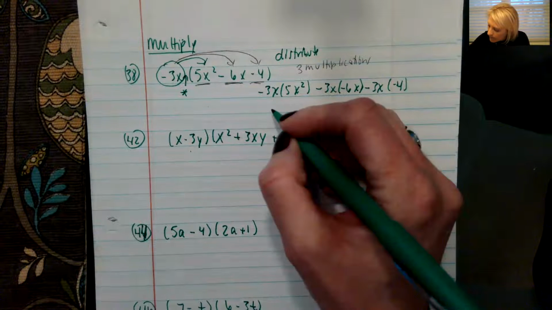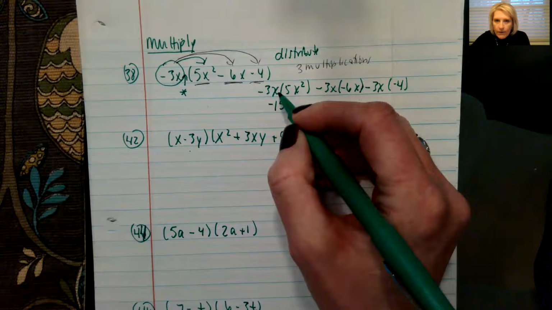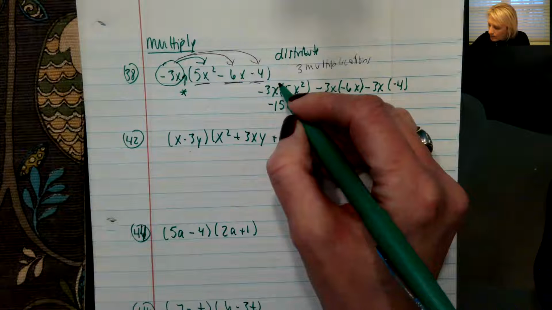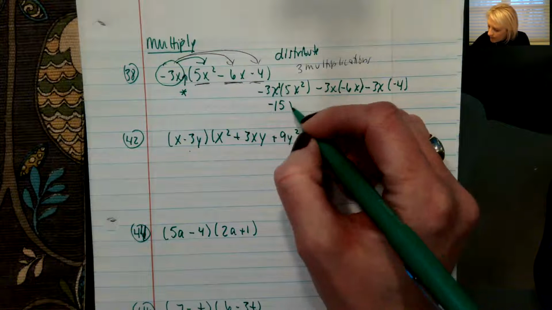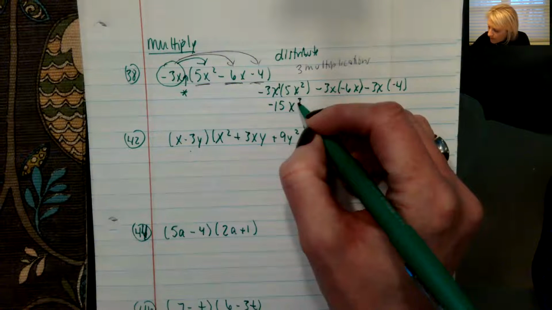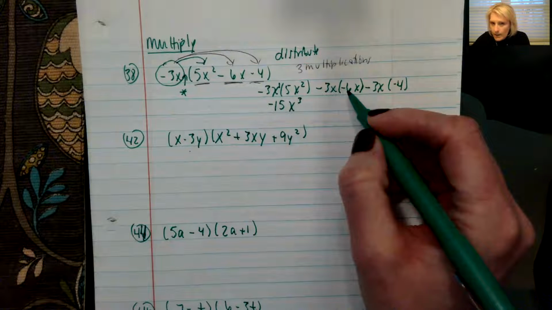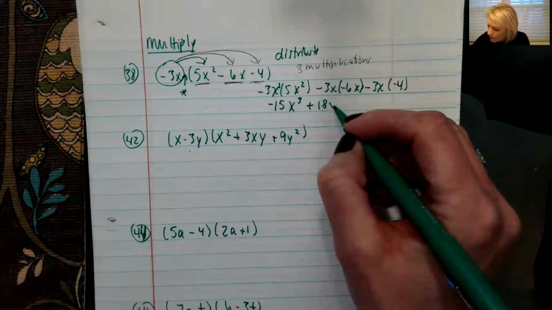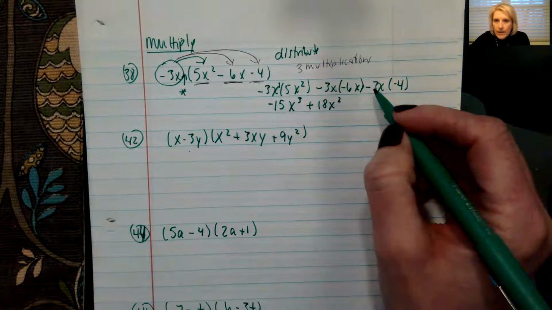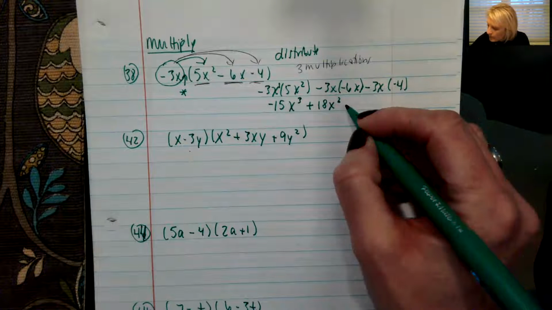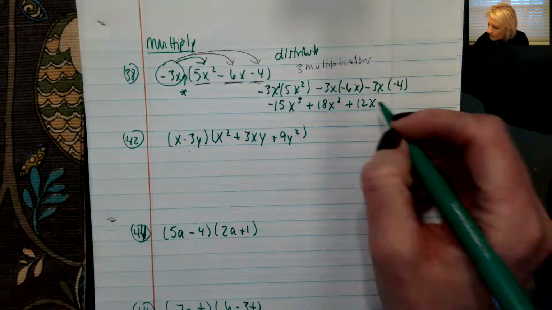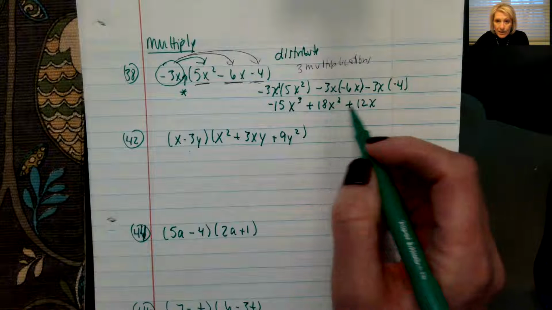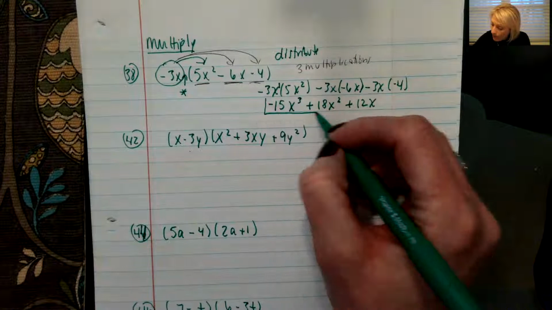So a negative 3 times 5 is a negative 15. And I have an x and an x squared. They're like bases, so we can add their exponents. So there's just an unsaid 1 there. So we have x to the 3rd. And then a negative 3 times a negative 6 gives me a positive 18. And this is x times x, so that's an x squared. And then I have a negative 3 times a negative 4, which is a positive 12x. And it looks like we don't have any like terms because we have an x cubed, an x squared, and an x. So we have simplified all that we can do.